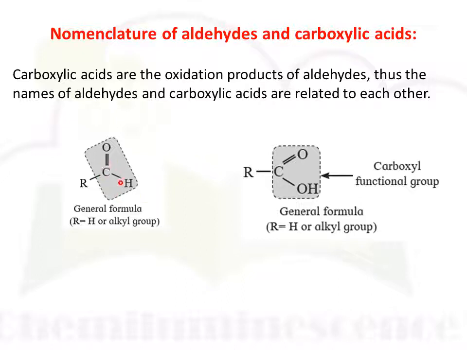If you observe the functional group or the general formula of aldehyde and carboxylic acid, you will observe that there is a difference of only one oxygen. In carboxylic acid, there is an additional oxygen, and as compared to acid, aldehyde has one oxygen less. Aldehyde has the formula RCHO. Carboxylic acid has the formula RCOOH. That means if you add oxygen to aldehyde, it will give you carboxylic acid. Hence, carboxylic acids are the oxidation products of aldehydes. Thus, the names of these two compounds are related to each other.